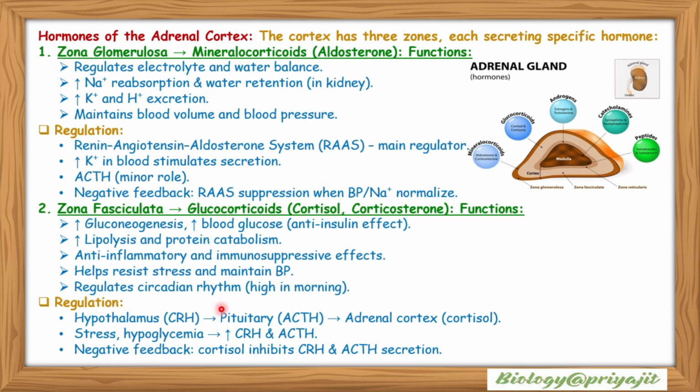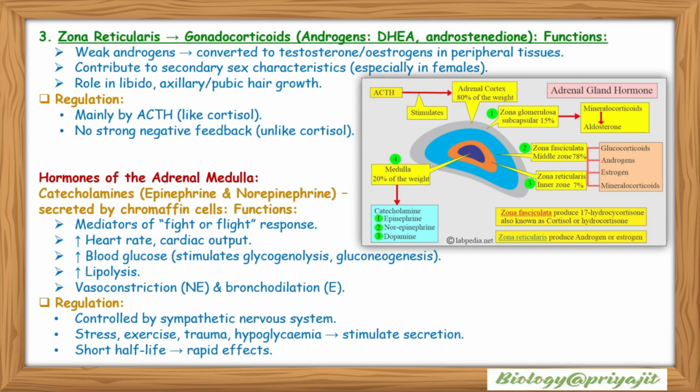Regulation: hypothalamus releases CRH, corticotropin releasing hormone, which stimulates the pituitary to release ACTH. The CRH released from the hypothalamus acts on the pituitary gland to release ACTH, and this ACTH acts on the adrenal cortex to release the hormone cortisol. So when stress or hypoglycemia occurs in our body, they promote CRH and ACTH levels. So negative feedback: cortisol inhibits CRH and ACTH secretion.